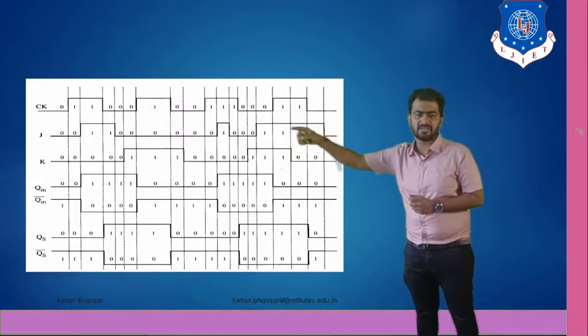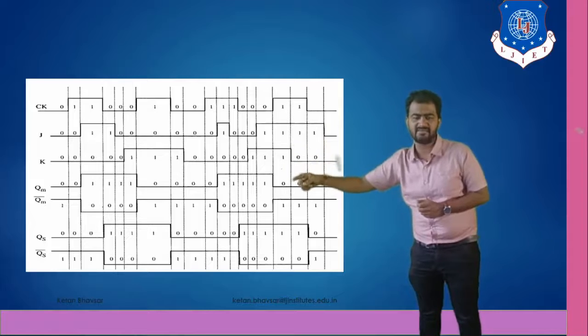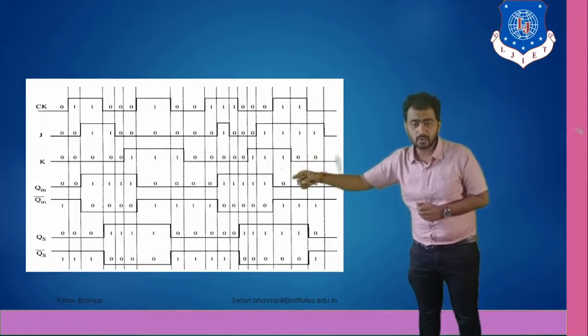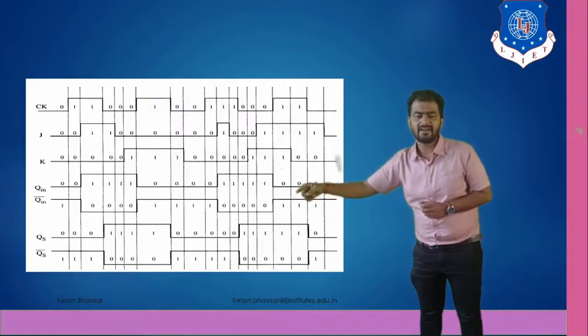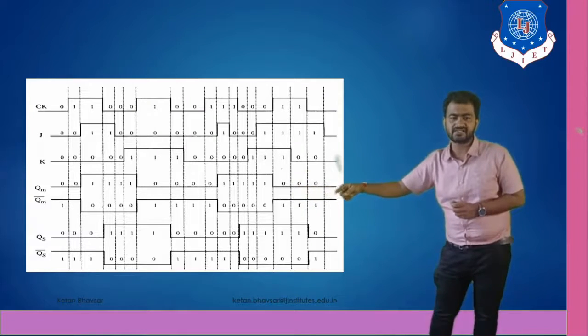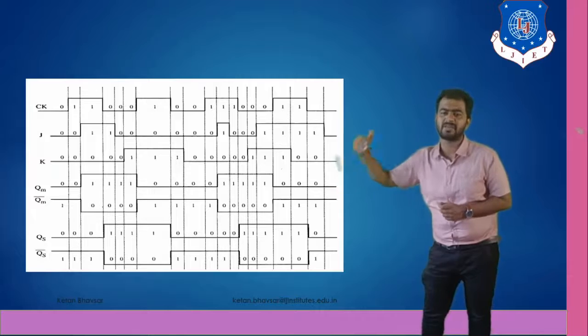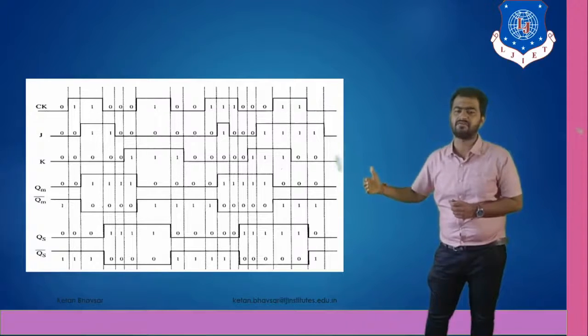Similarly, you can see on this terminal 2 that if J is equal to 1, then ultimately at the same time the Q terminal also goes high, and Q bar also goes low. And ultimately, you can see the variation as I already told you. The master is working on the rising edge and the slave is working on the falling edge.